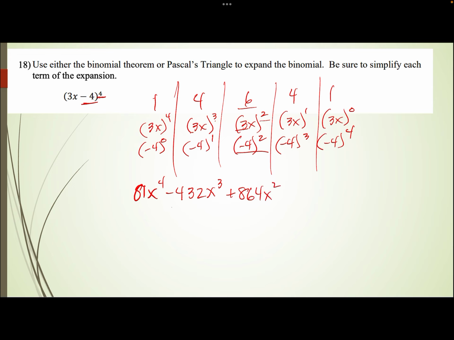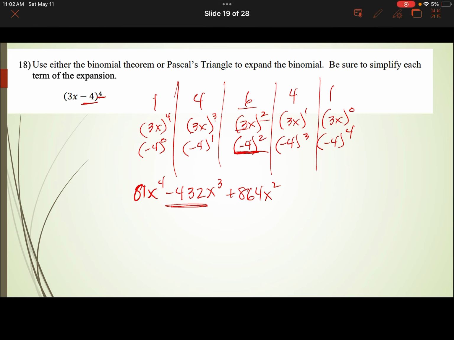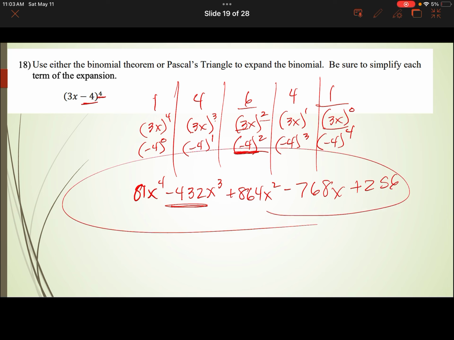Do you see what I mean by that? It alternates the signs. It goes positive, negative, positive, if you remember to put the negative 4 in parentheses. So then I do 4 times 3 times negative 4 cubed. That gives me minus 768x. And then this is 1 and this is 1. So it's just negative 4 to the 4th, which is 256. And that's your answer for 18. And that is the end of page 7.